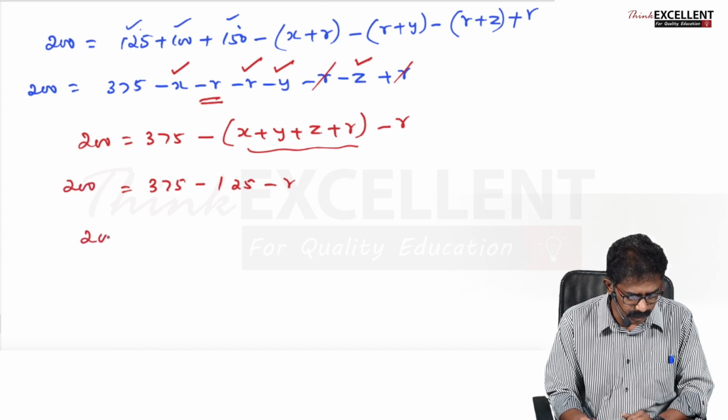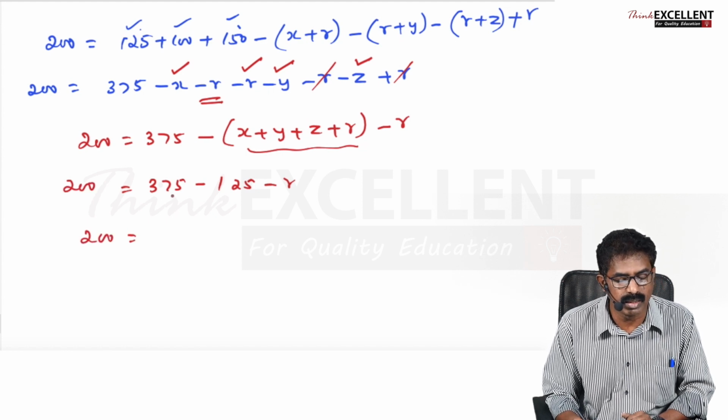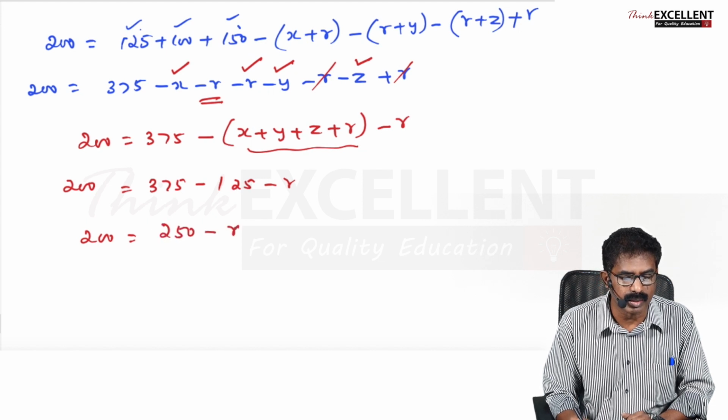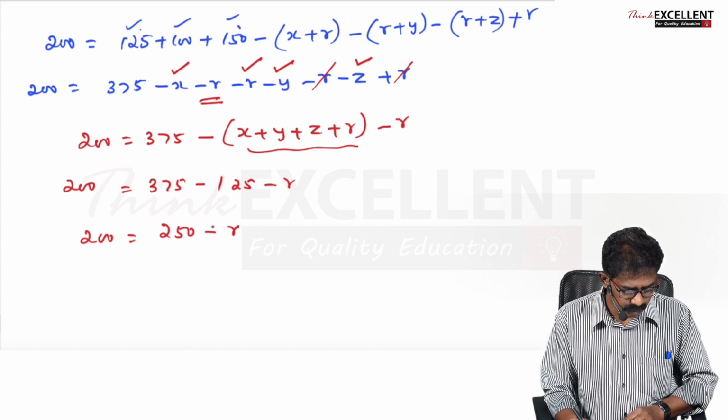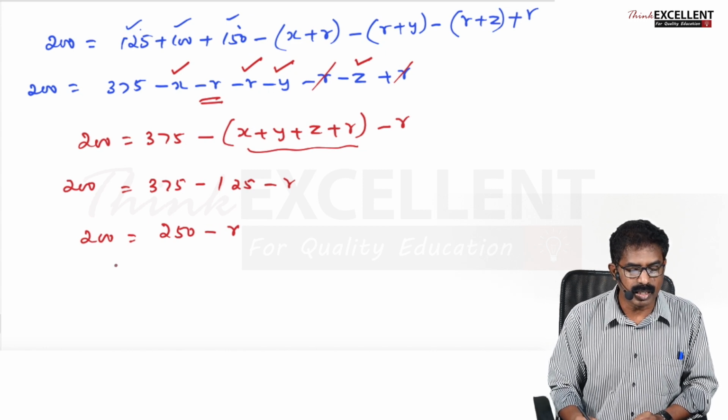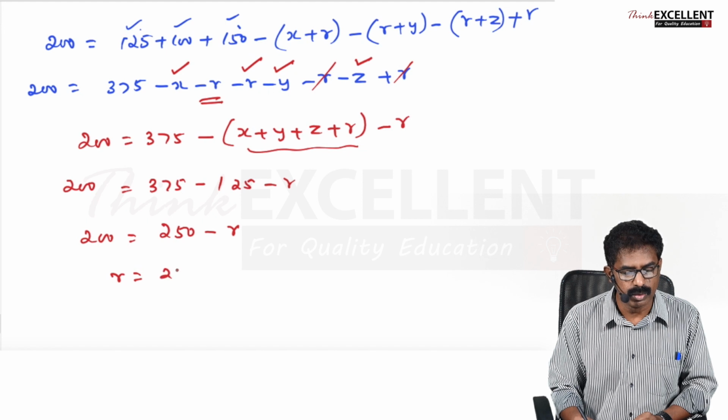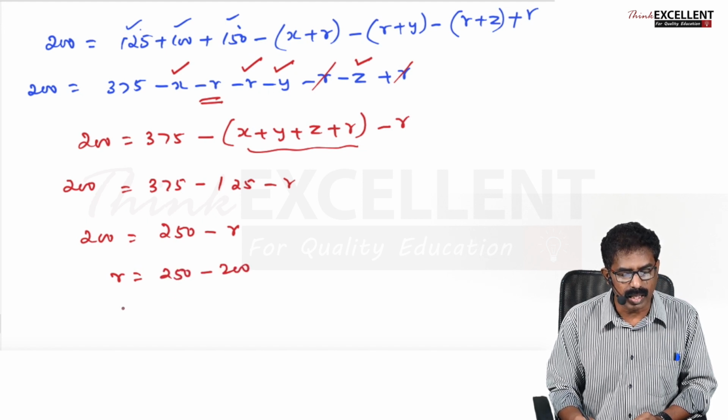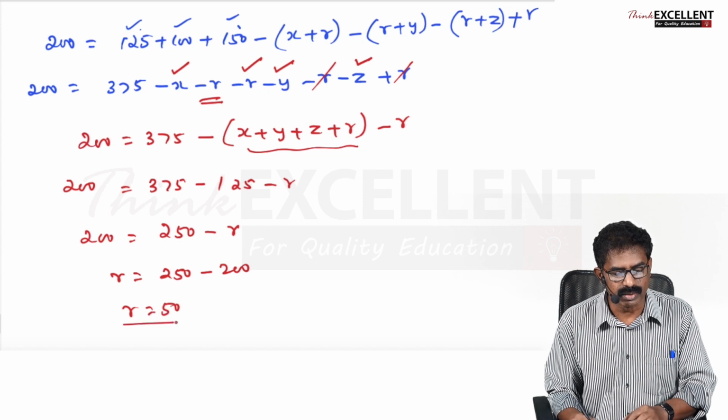So 200 is equal to, you subtract 375 minus 125, 250, right? Minus R you are getting. So you are getting minus R, you bring here, plus R equal to 250 minus 200. So R is equal to 50. R is equal to 50.